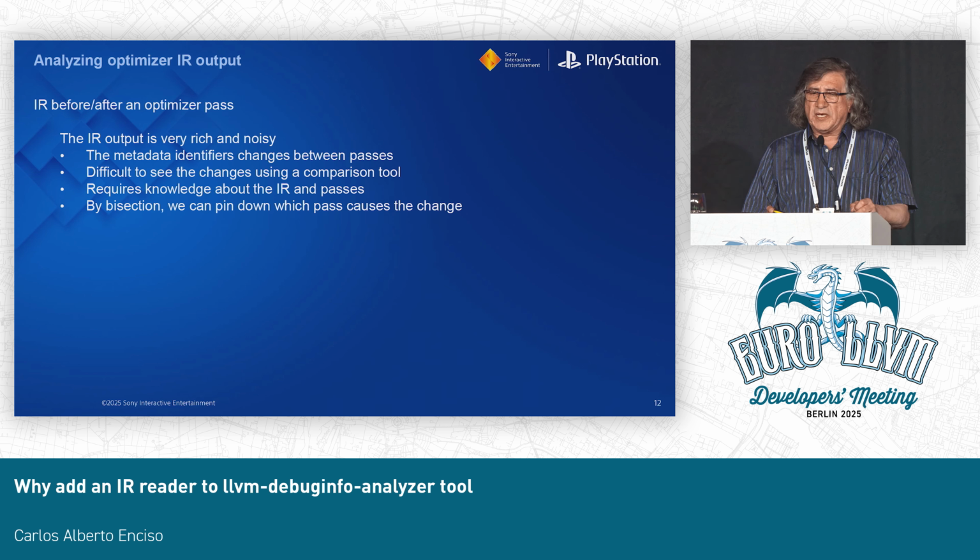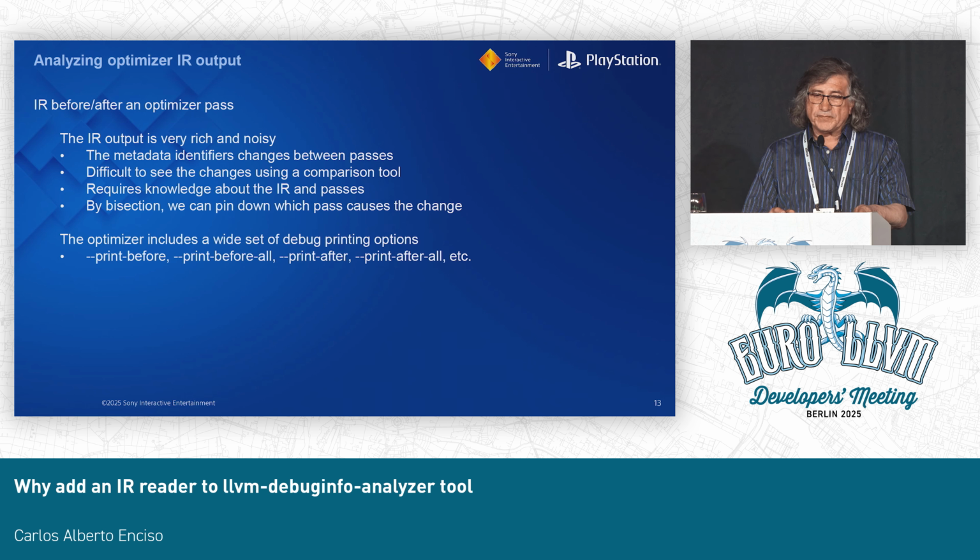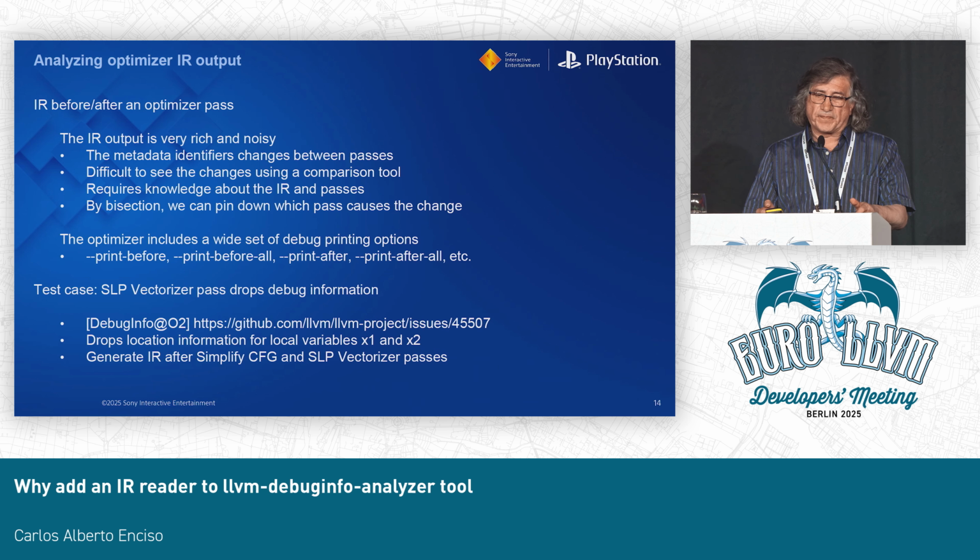Let's move now to the optimizer IR output. The output is very rich, but also very noisy. It's difficult to see the changes using a normal comparison tool, and the metadata identifier changes between passes. By bisecting, we can pin down which pass causes the change. It includes a wide set of debug printing options, but still it's difficult to see the changes.